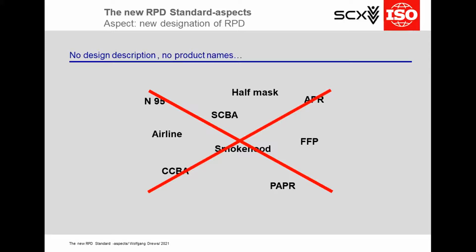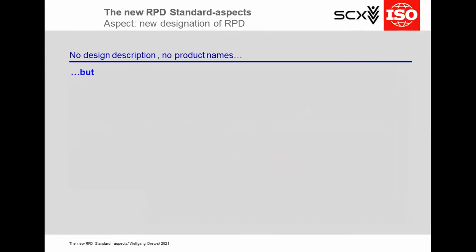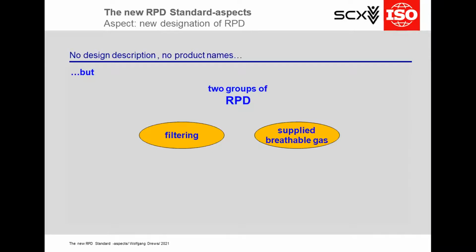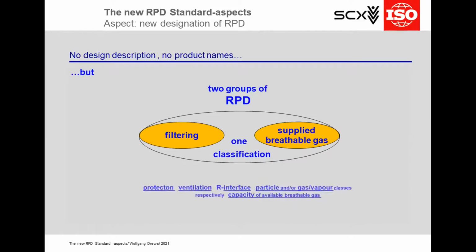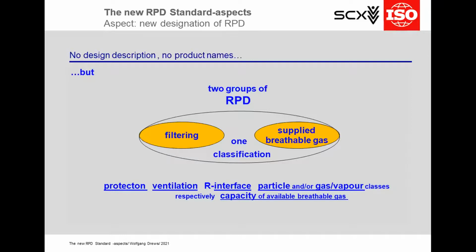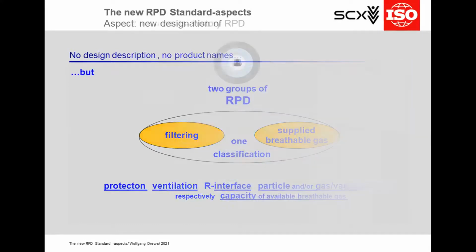So forget about all the names, but concentrate on two groups of RPD. One is filtering and the other is supplied breathable gas. Two groups, but one classification. In the classification, you will have the key elements like the protection levels, the ventilation rate, the respiratory interface, the particle and/or gas and vapor classes, or respectively for the supplied breathable gas, the capacity of available breathable gas. Those key areas will be covered in the classification I will show later on.